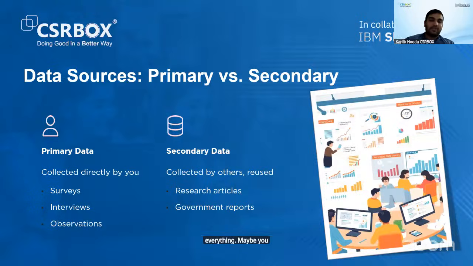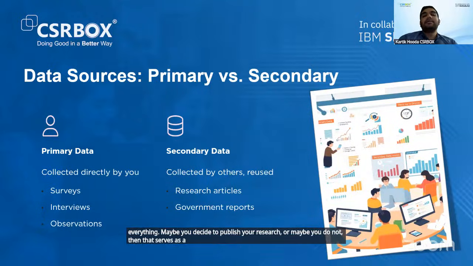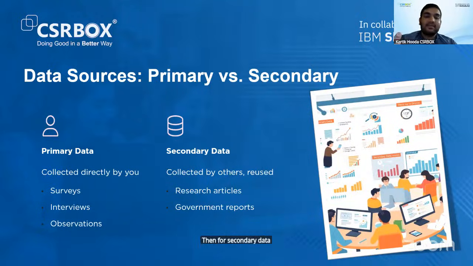Maybe you decide to publish your research, or maybe you do not. Then that serves as primary data. Then for secondary data, the same. Let's say you do the same research, but you do not decide to go all the way to Dehradun or other states, other districts or cities of the state of Uttarakhand.